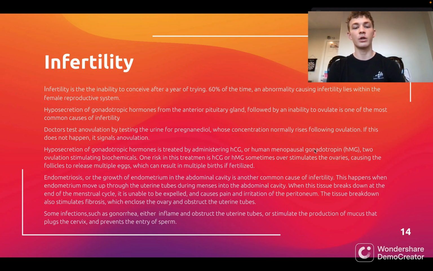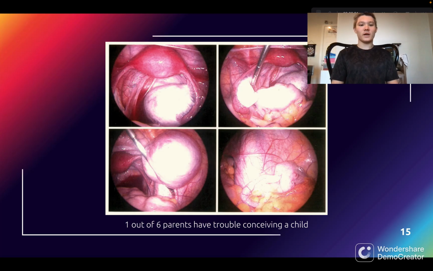Additionally, some infections such as gonorrhea cause infertility by inflaming and obstructing the uterine tubes, or stimulating the production of mucus that plugs the cervix, both of which prevent the entry of sperm. This is a photo of endometriosis, which is one of the primary causes of infertility and is why 1 out of 6 parents have trouble conceiving a child.